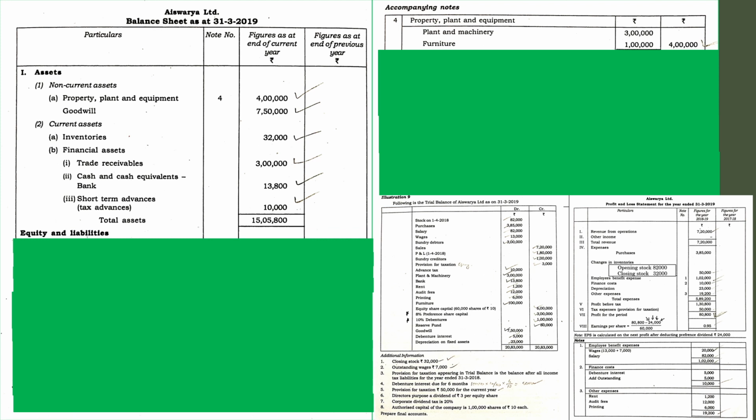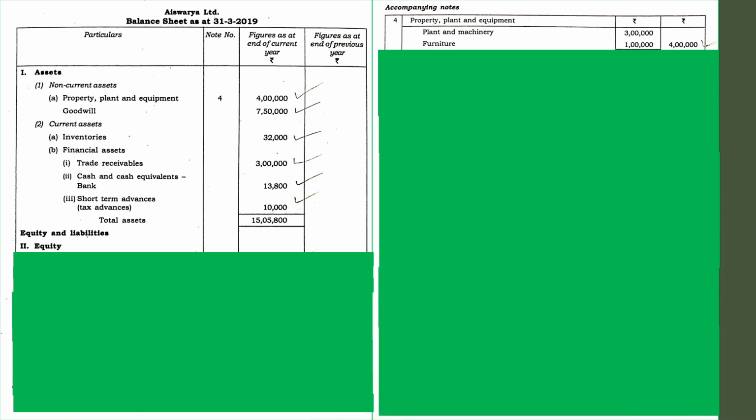Now let us go to the next side, that is the liability side. It begins with equity and liability. Under equity and liability, we will start with equity. So what are the details given in the question regarding equity? Since we have to show the computation here, I will show the question in this part because we have already completed this area. So now go for the capital part.